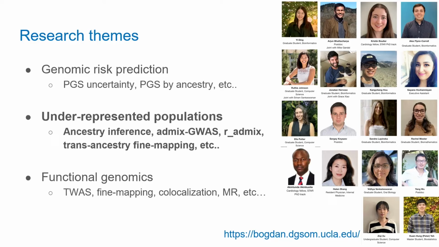Over the past 5-10 years, my group has been focusing mainly on three main areas. One is genomic risk prediction, which deals with polygenic risk scores and uncertainty, and this is the topic that I covered during the pandemic when I gave my lecture to you guys. Hopefully some of you listened to it.